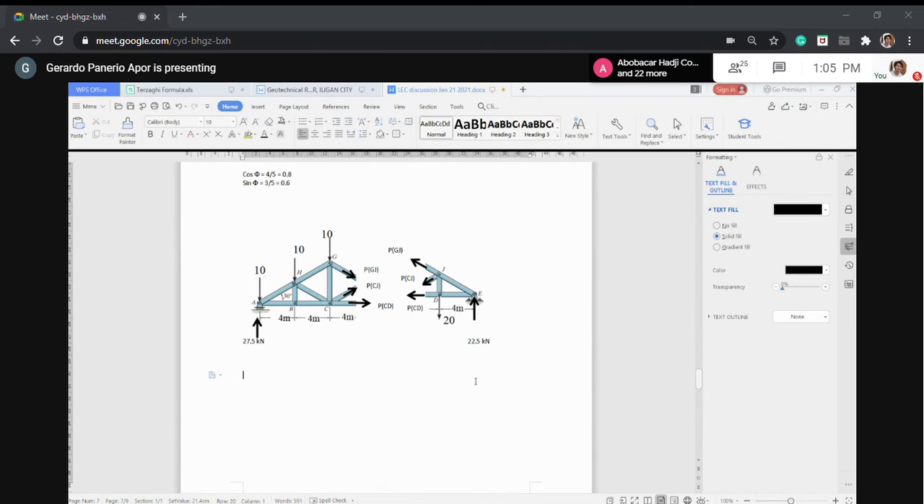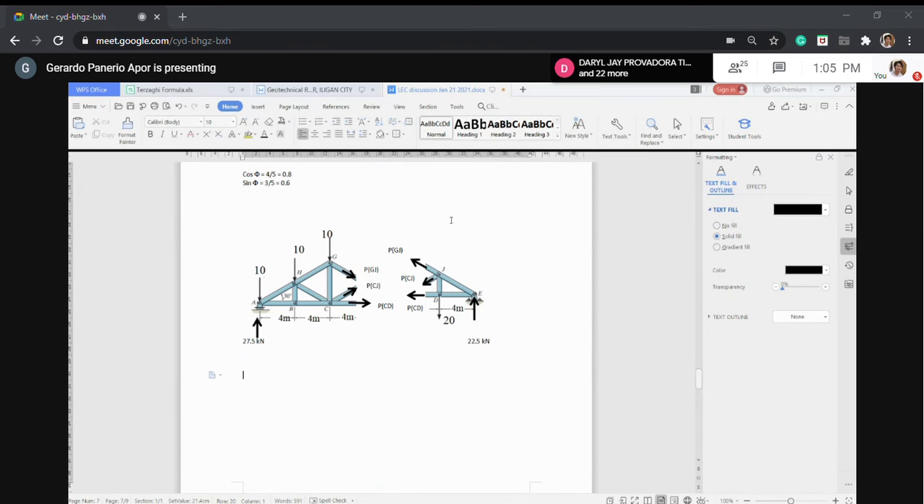So maybe we can replace the term convenient with economical, meaning not very laborious, or easier. That's what we mean by convenient.